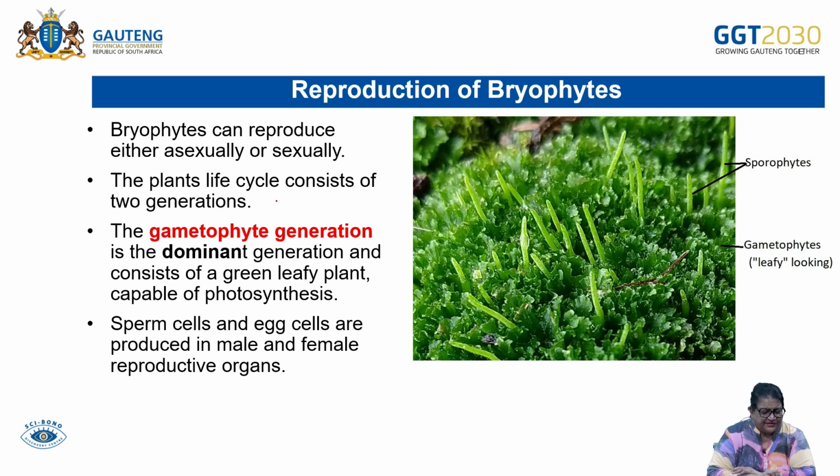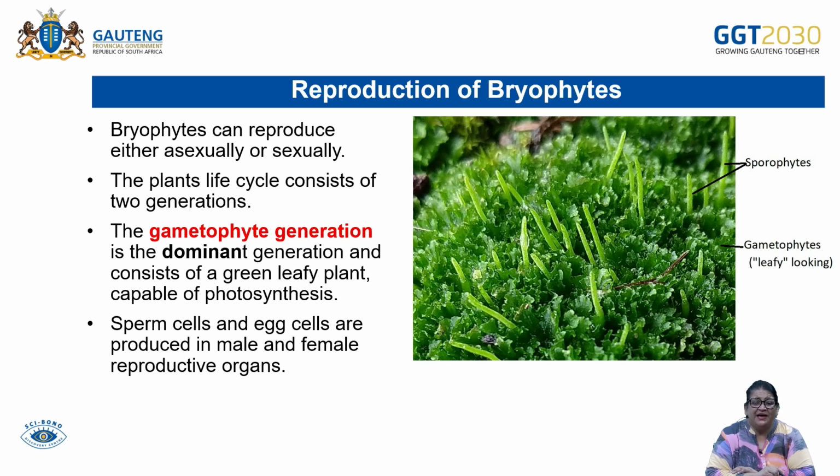The plant life cycle consists of 2 generations. The gametophyte generation is dominant. We see that all the time. It consists of green leafy plants capable of photosynthesis. Sperm cells and egg cells. Keep note, learners, it's not just sperms and eggs. You have eggs for breakfast. You can't just say sperms.